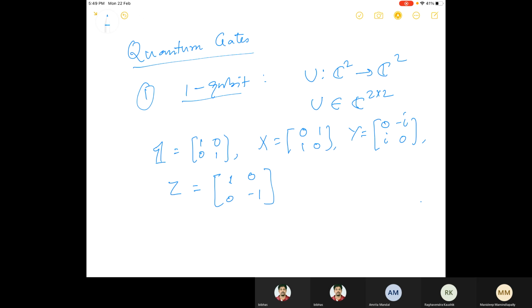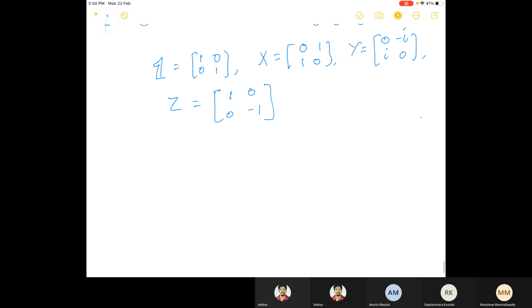Why? Because any matrix of order 2 by 2, because this will also give you a basis for the vector space of matrices of order 2 by 2. So any matrix can be written as a linear combination of this 1, x, y, z, and of course then any unitary matrix also can be written as a linear combination of these gates.